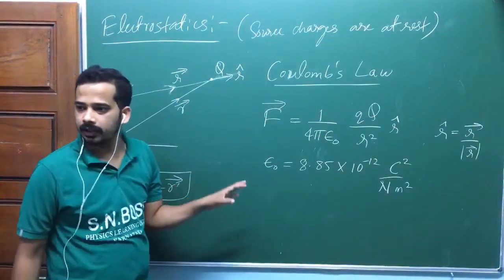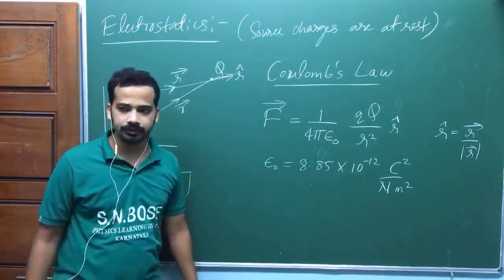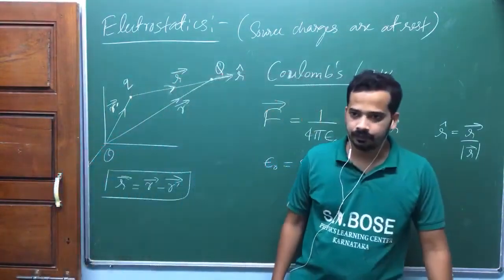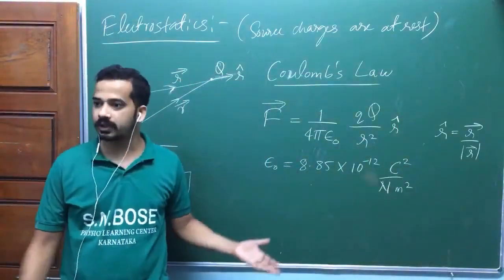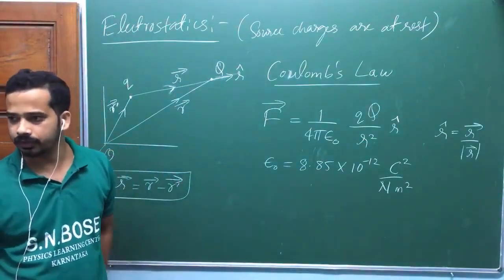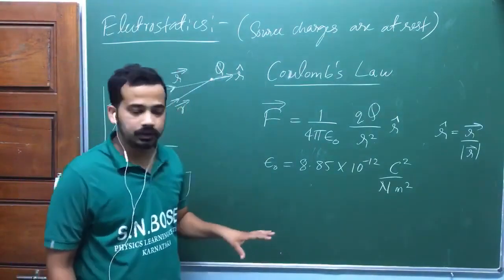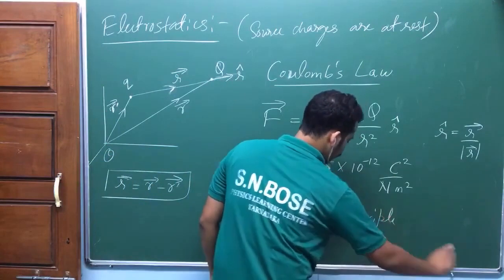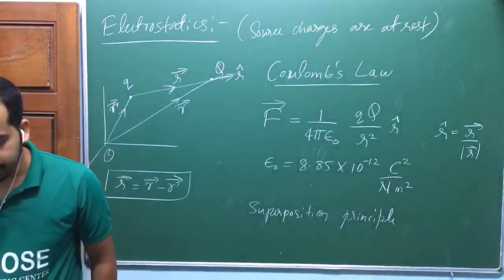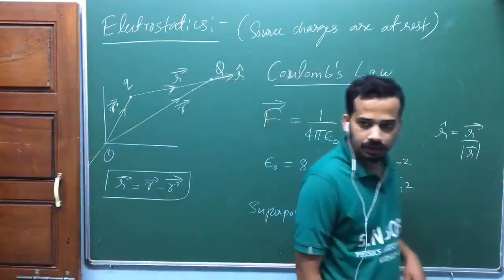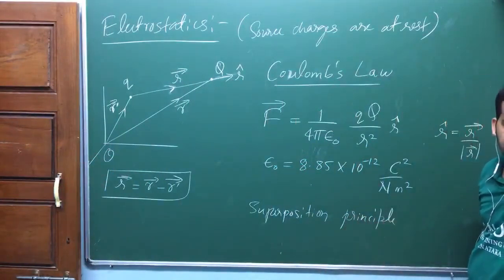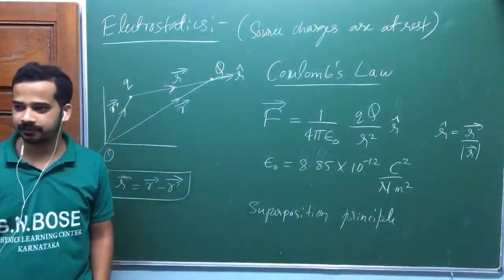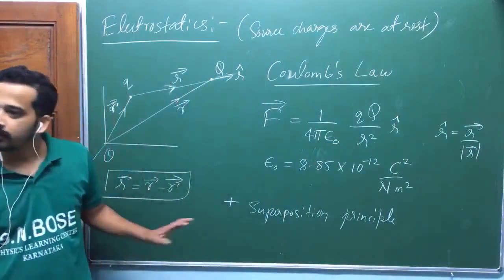Now, if you have many source charges, you calculate the force due to each individual one using Coulomb's law, and you vectorially add the forces to find the net force at that point. That is allowed by the superposition principle. Coulomb's law with the superposition principle constitutes the physical input for electrostatics. That's the only physical input. The rest is only mathematical elaboration. Physics is over here.